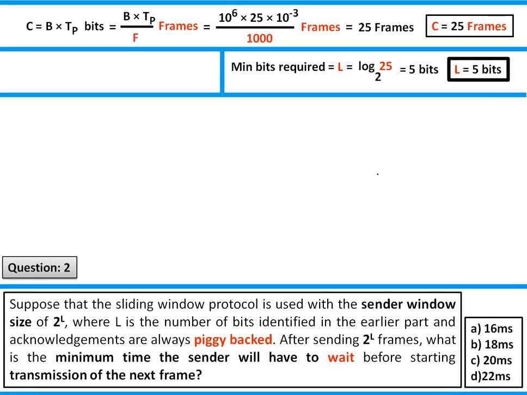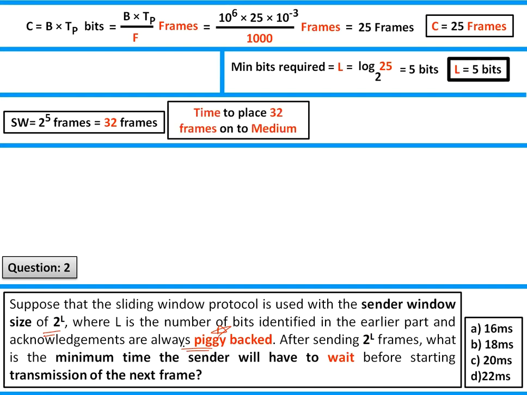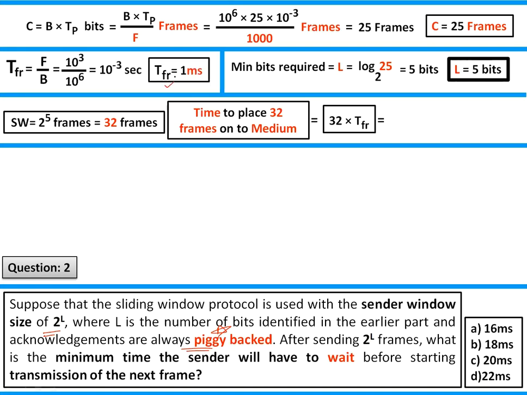The second question. Suppose the sender window size is 2 power L, that is 32 frames. Acknowledgements are always piggybacked. Please understand, whenever I say piggybacked, there won't be any separate acknowledgement. Acknowledgement plus data will come together. The time to place 32 frames onto the medium will be 32 TFR. TFR is F by B, that will be 1 millisecond. So if the sender window size is 32 frames, how much time does it take to place all frames onto the medium? That will be 32 milliseconds.